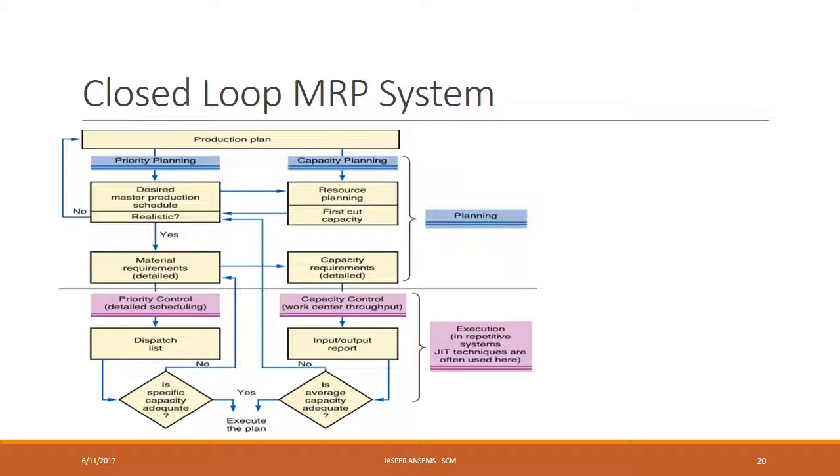So what does a closed loop MRP system look like? You have a planning part and an execution part. The planning part, as we said earlier, starts with the production plan and is divided into priority and capacity planning, which are related to each other. And then when it's realistic and the material requirements are very detailed and the capacity requirements are detailed, you go to the execution. In the execution you have the priority control and the capacity control. And at the end you come to the end when you execute the final plan.